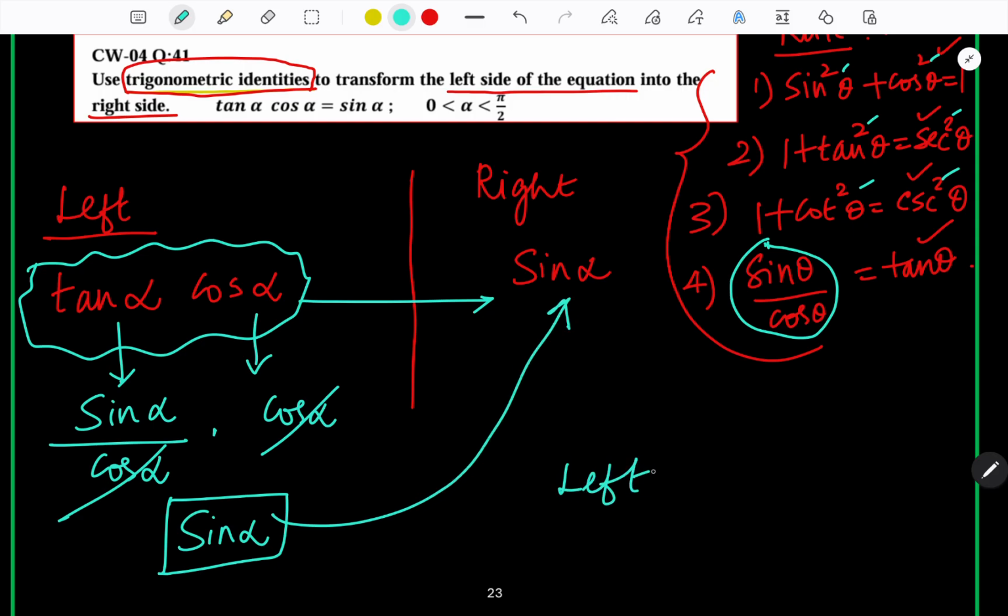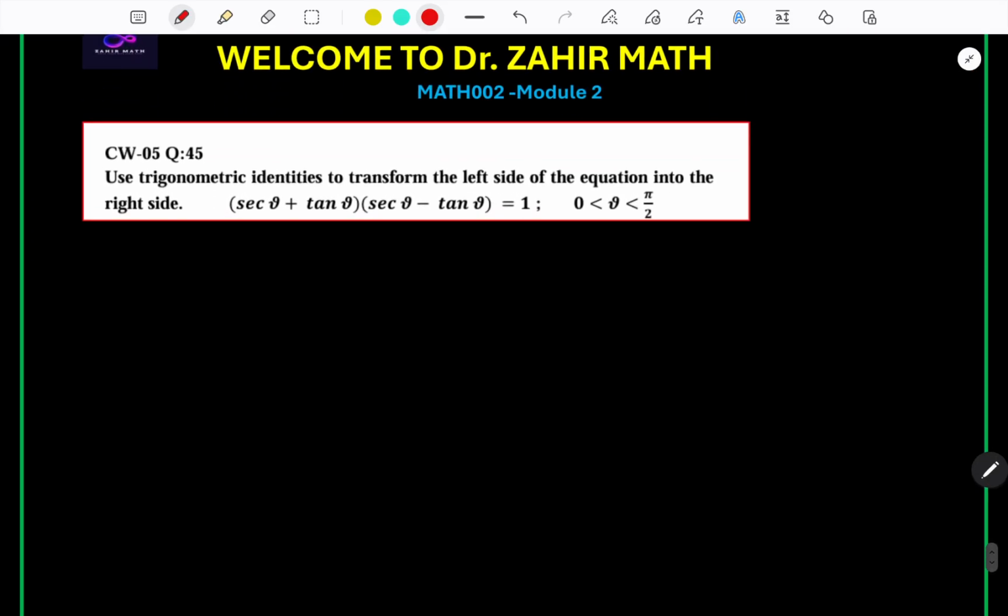So your left is equal to what? Sine alpha, and your right is equal to sine alpha. Both are the same. This is what they are asking. Use trigonometric identities. Show that this is equal to this. This is the question.